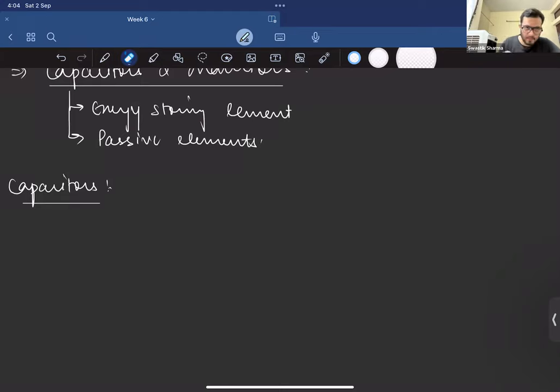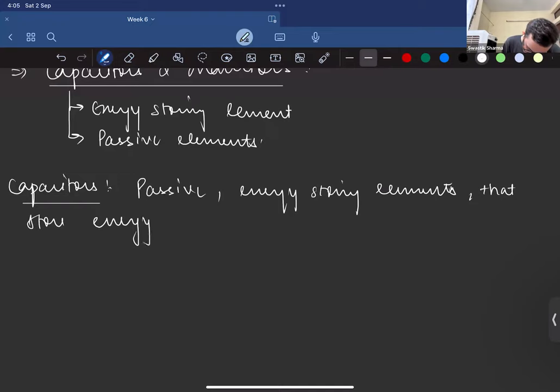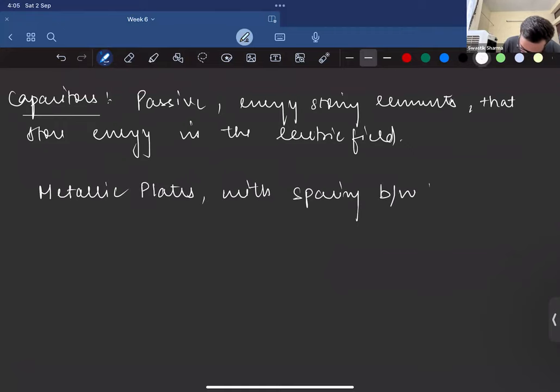Okay, so capacitors. What exactly are capacitors? Capacitors are passive, energy storing elements that store energy. So how do they do it? Let's see the construction of capacitors. Capacitors are constructed with metallic plates with spacing between them filled by a dielectric substance or an insulating material, which is called dielectric.